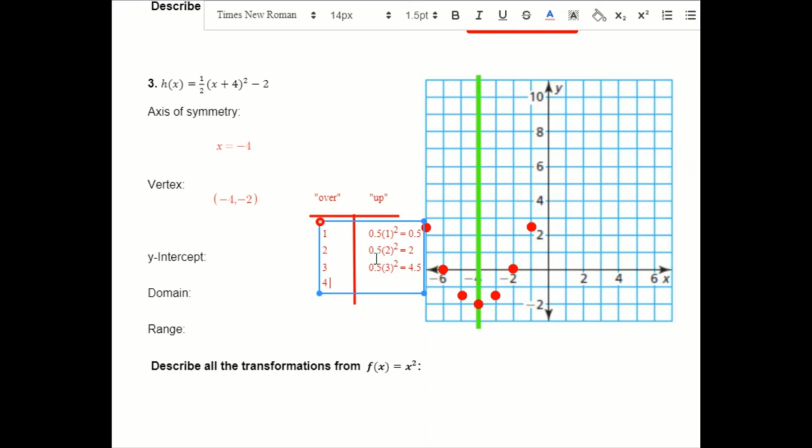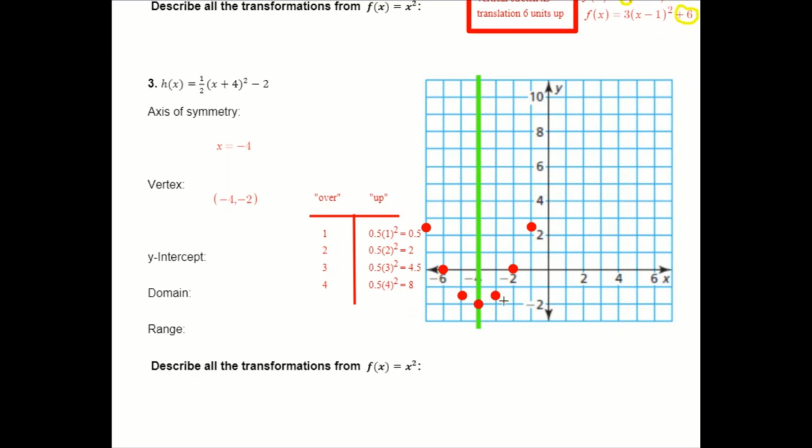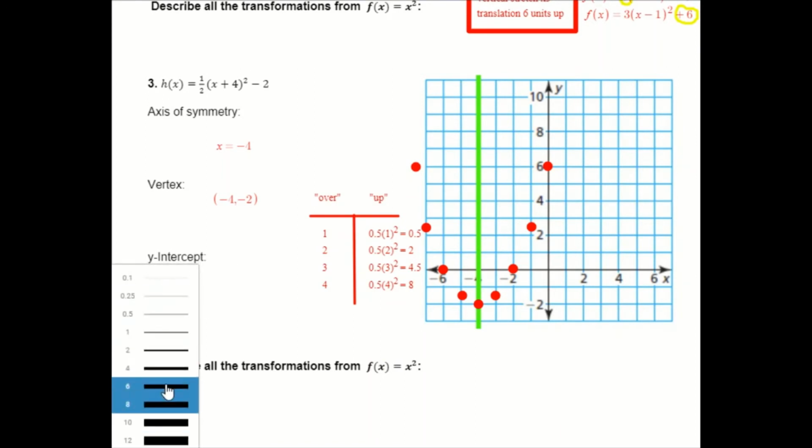Go over 4, go up. 4 squared is 16, and half of 16 is 8. So I'm going to go over 4, 1, 2, 3, 4, up 8. 1, 2, 3, 4, 5, 6, 7, 8. That's going to be a little off the grid over on this side. Just kind of estimate where that goes. And now we could draw our curve.